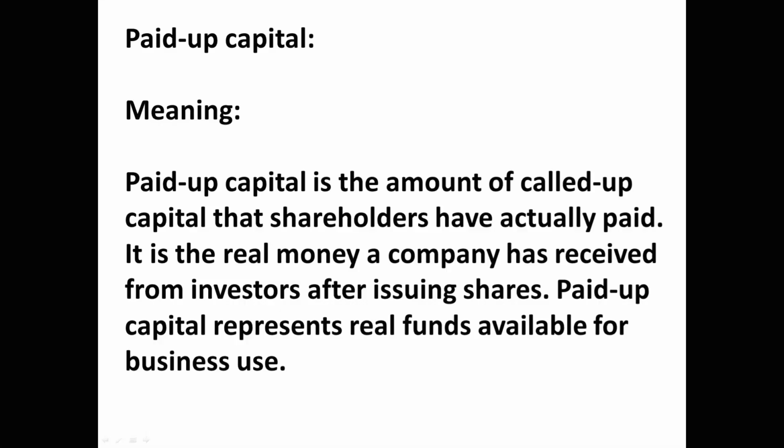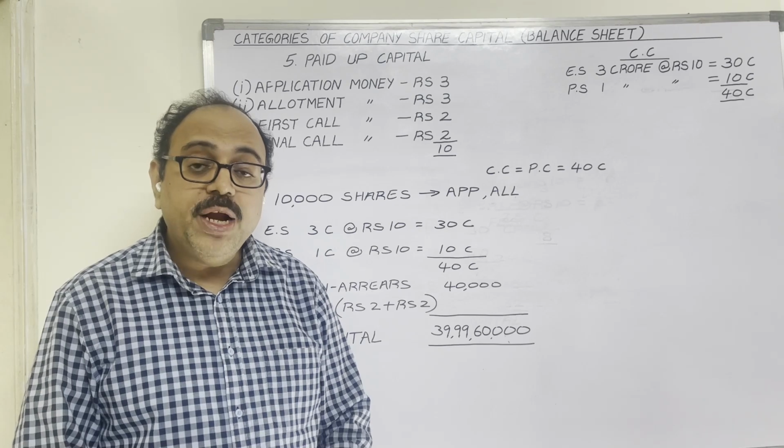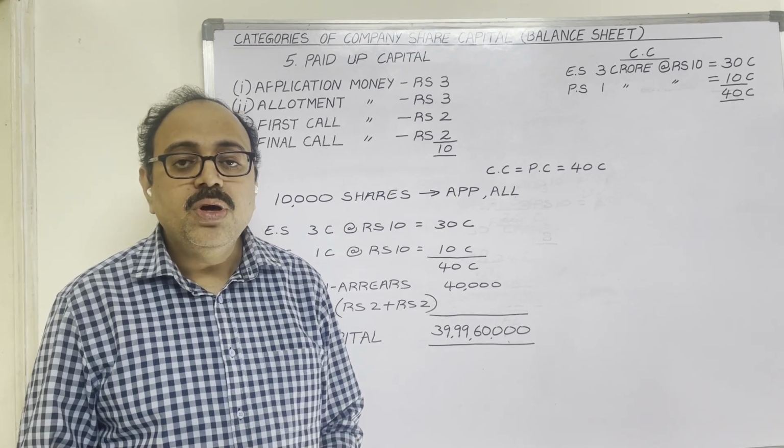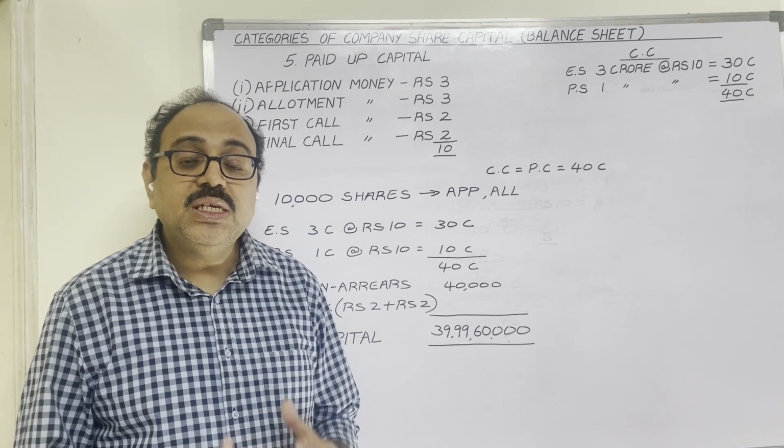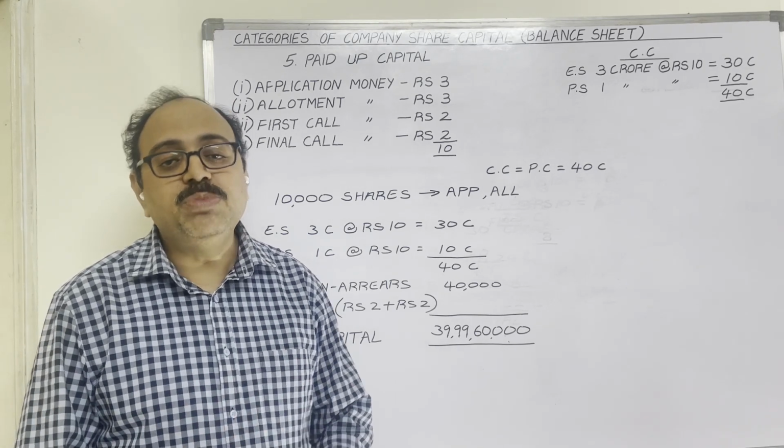Paid up capital is the amount of called up capital that shareholders have actually paid. It is the real money a company has received from investors after issuing shares. Paid up capital represents real funds available for business use. So paid up capital means the final amount which is paid by the shareholders to the company. So this is the amount which is available for the company to run its business.